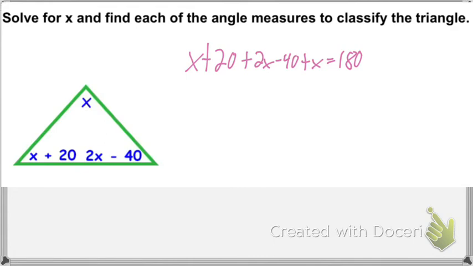Now we can combine like terms. What are some like terms we see that we can combine? The x's: x plus 2x plus x. What would those add up to be? 4x, very good. And then 20 and a negative 40 add up to be what? Negative 20. 4x minus 20 equals 180 degrees. Now, how could we solve this problem? What would we do next, Lauren?